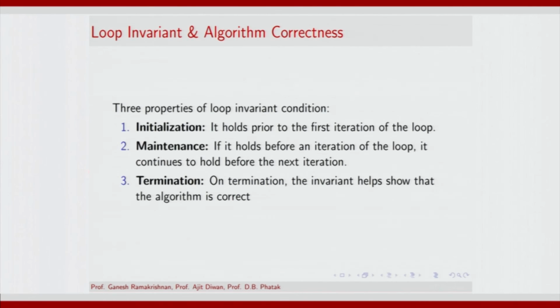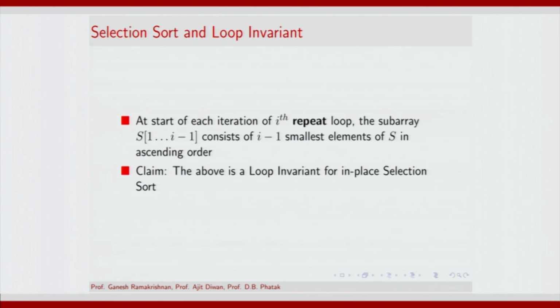We need to discuss three properties of this loop invariant condition to be able to use it to prove correctness of the algorithm. The first is initialization. You need to prove that this condition of S1 to i minus 1 being sorted holds prior to the first iteration of the loop. You need to prove that after each iteration of finding the min and swapping, this condition is maintained, and at termination the invariant helps show that the algorithm is actually correct, because at termination what you are referring to as the sorted subarray in the invariant condition turns out to be the entire array itself.